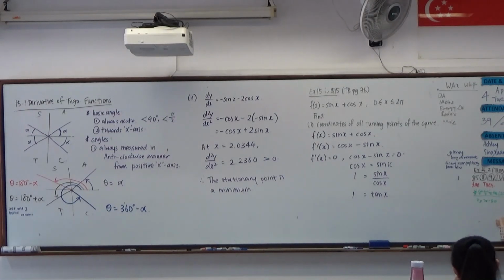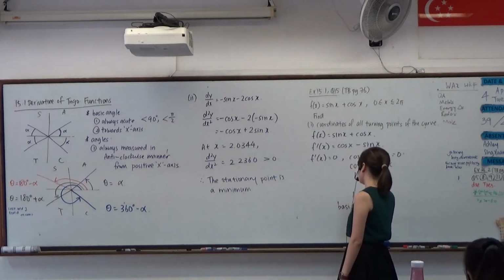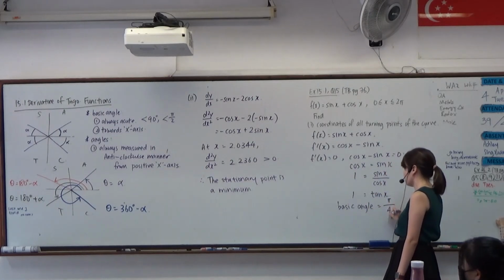Tangent x equals to 1. 1 is actually a special angle value. You can go and see that mini booklet I gave you. I did give a table on special angles. I think it is on page 4, the trigonometry 1. So tangent 45 degrees gives us 1. That's why our basic angle in this case is 45 degrees, and in other words, that is pi over 4.